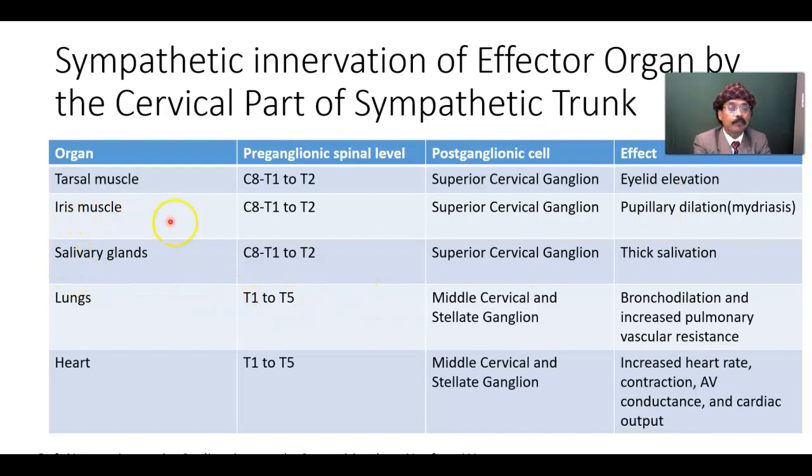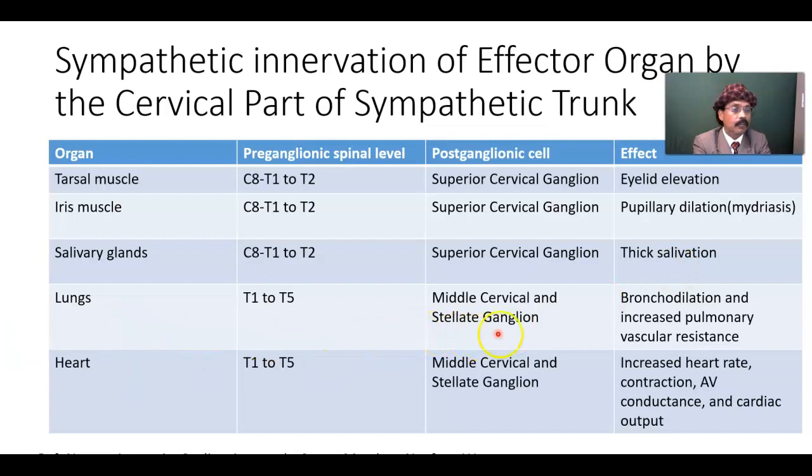Okay, iris muscle, getting innervation from the superior cervical sympathetic ganglion. There will be pupillary dilation, we call it mydriasis. So if this is damaged, then we'll get miosis, constriction of the pupil. Salivary gland, there will be thick salivation due to sympathetic stimulation.